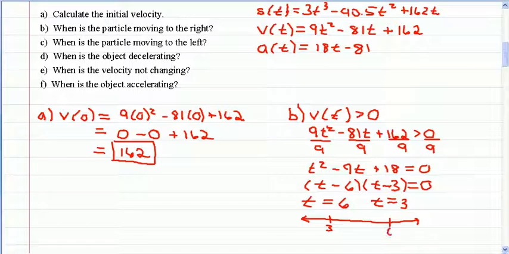are the points that I place on the number line, and since I want the velocity to be greater than 0, to be greater than means that the values are not in between the 2 points, so we would say that the particle is moving to the right when the time is less than 3 or if the time is greater than 6.